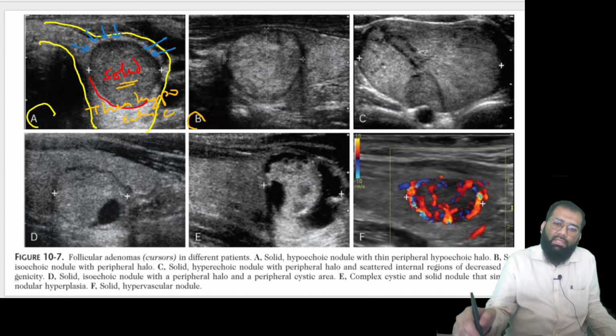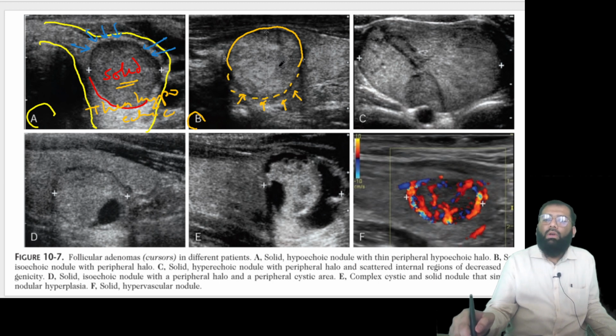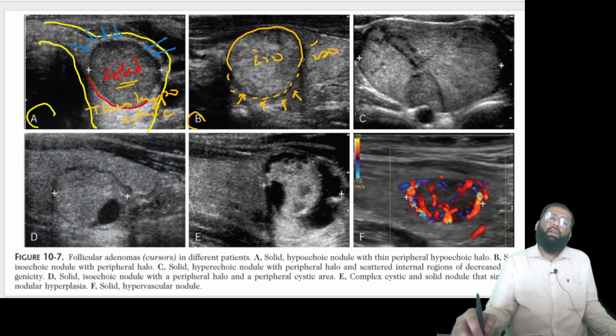Let us come to image B. So here you are able to see a very well defined hyperechoic lesion, and what I want you all to see is this hypoechoic halo which is surrounding it. You can see this hypoechoic halo, okay, and this is isoechoic, iso to hyperechoic to the gland. Again this turned out to be follicular adenoma.